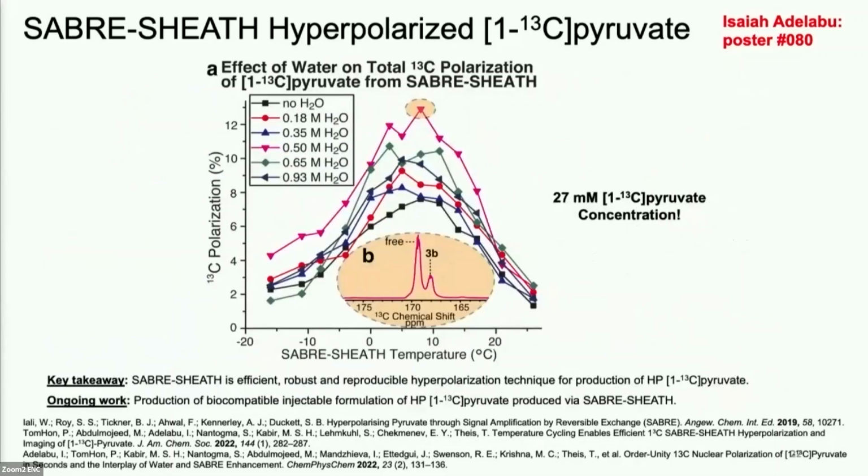We can play some other tricks, and again, the name of the game here is to be able to polarize not just the bound, but also free pyruvate, because here we now see two peaks. We're doing it at a different temperature, and here we show the interplay of water as an additional co-ligand to be able to push polarization to even higher levels. And at the moment, our record for our standard conditions is approximately 13% polarization for free pyruvate.